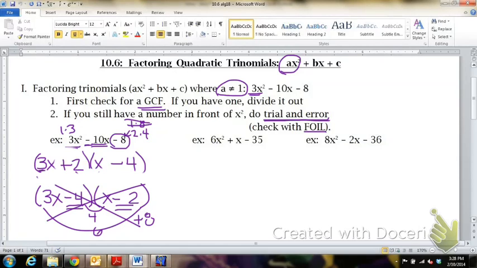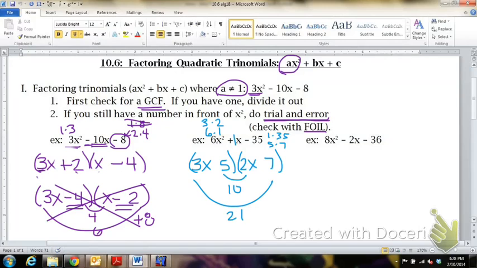So let's try another one. Okay, so 2 parentheses. I could do 6 and 1, or I can do 3 and 2. Because I'm trying to get a number 1 in the middle here, I'm going to pick numbers that are closer together. So let's do 3x and 2x. 35, I can do 1 and 35, or 5 and 7. I'm going to try 5 and 7. So let's do 5 here, 7 here. That gives me a 10 and a 21. Okay, that does not give me 1.